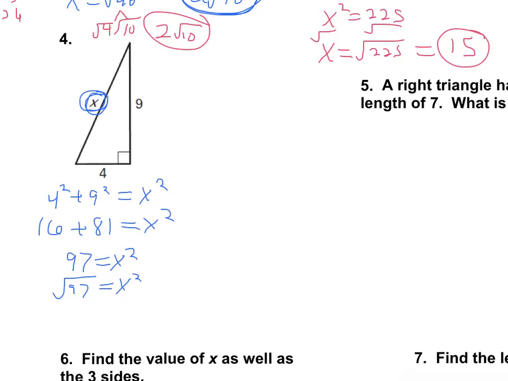So do not write down x equals 9.8. All right, don't do that. We don't want to round. We want an exact answer. So try dividing 97 by something. I'm going to try to split it up.